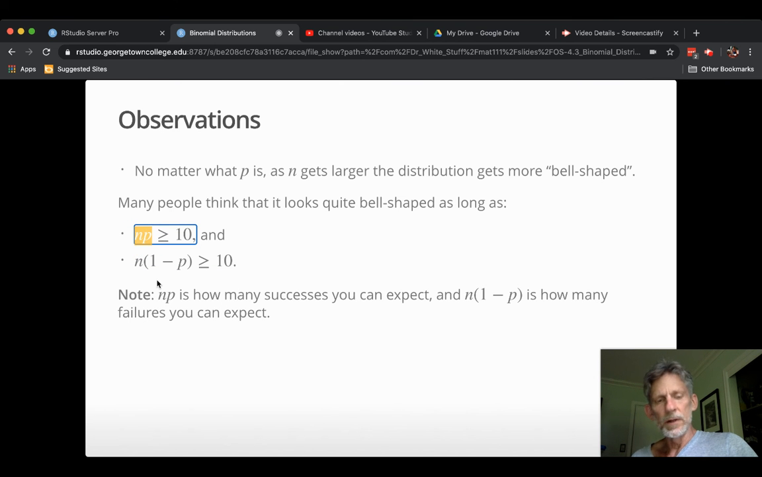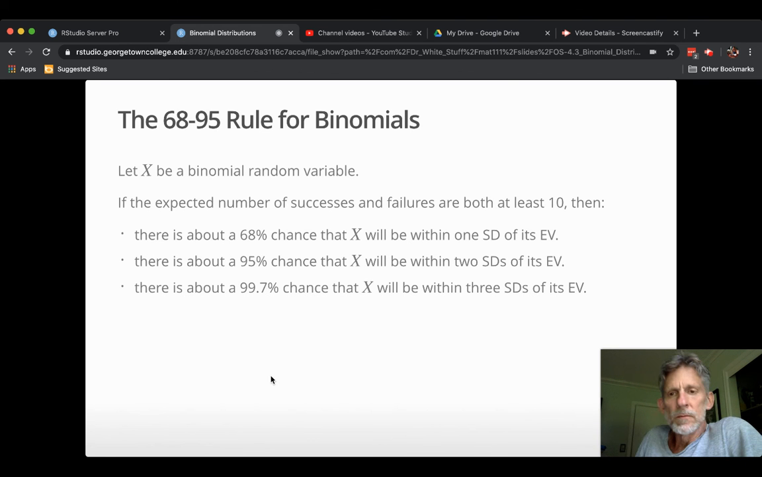N times p at least 10, n times 1 minus p at least 10. Now n times p is familiar. That's the formula for the expected number of successes. N times 1 minus p is just the formula for the expected number of failures. So we could make a little 68-95 rule for binomial random variables. Let x be any binomial random variable. If the expected number of successes and failures for the random variable are both at least 10, then there's going to be about a 68% chance that x will be within 1 standard deviation of its expected value, about a 95% chance that it'll be within 2 standard deviations, and a 99.7% chance of being within 3 standard deviations of its expected value.